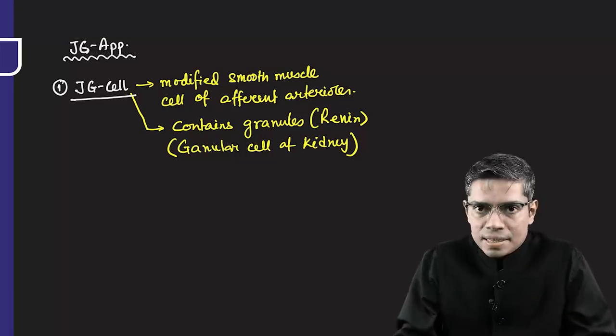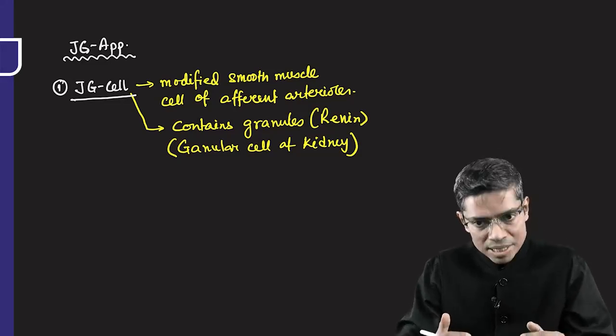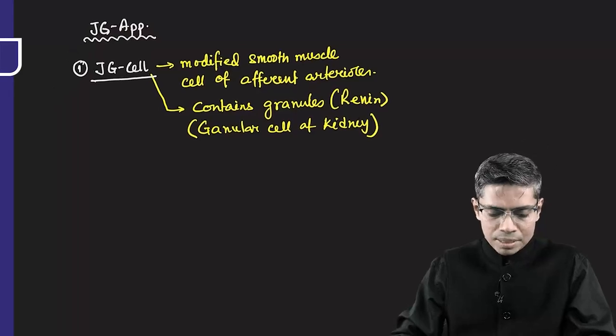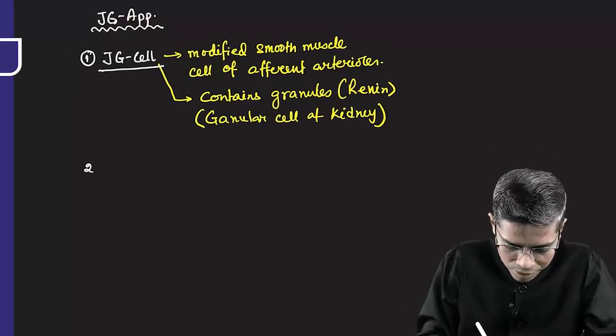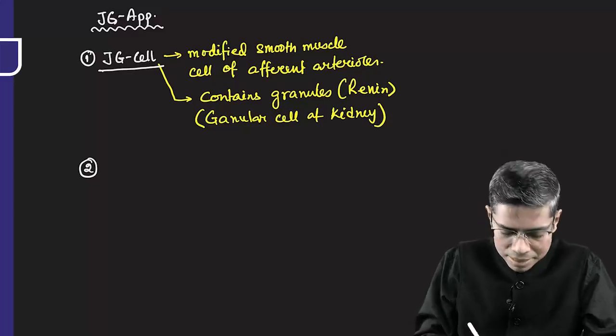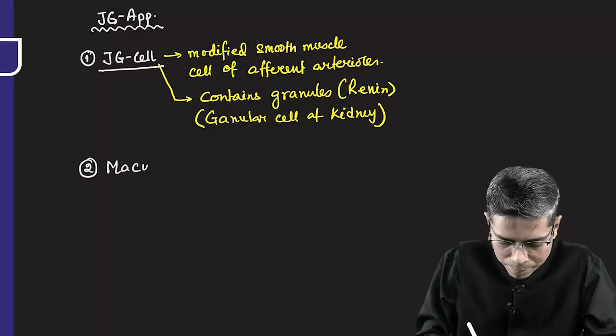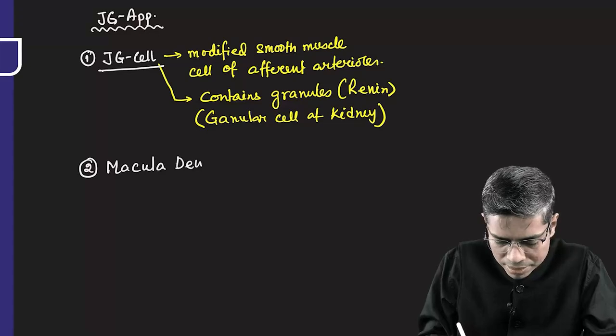Now, how does it secrete renin? What is the mechanism? I am coming to that a little later. But before that, come to the second component. The second component of this JG apparatus is known as the macula densa cell.